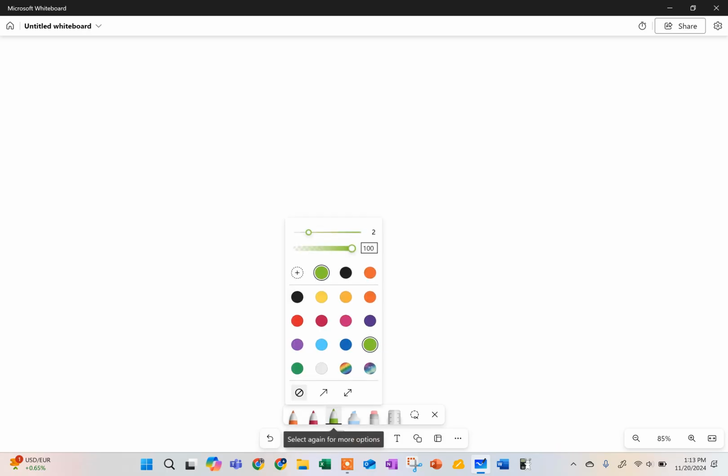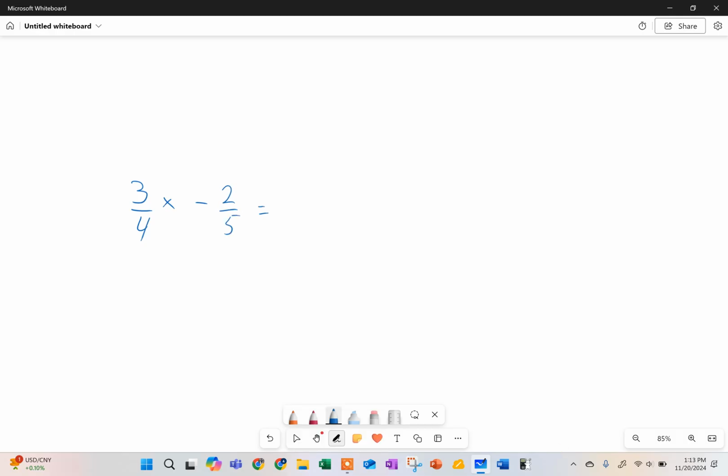Let's pick a different color. Let's do 3/4 x minus 2/5 equals 5/2. Now, what number do multiples of 2, 4, and 5 all go into? 5, 10, 15, 20. 20 works. So I'm going to multiply everything by 20.